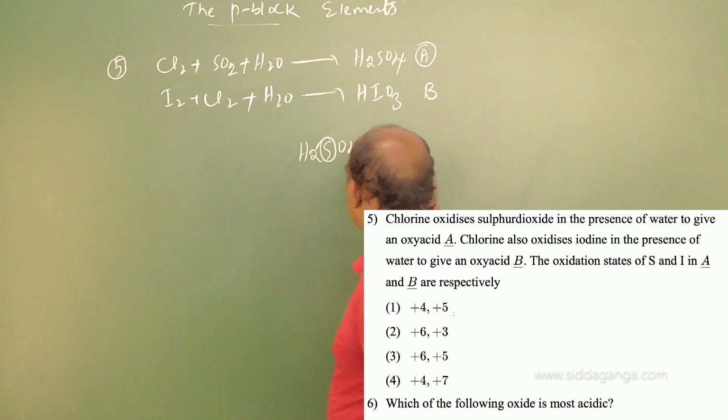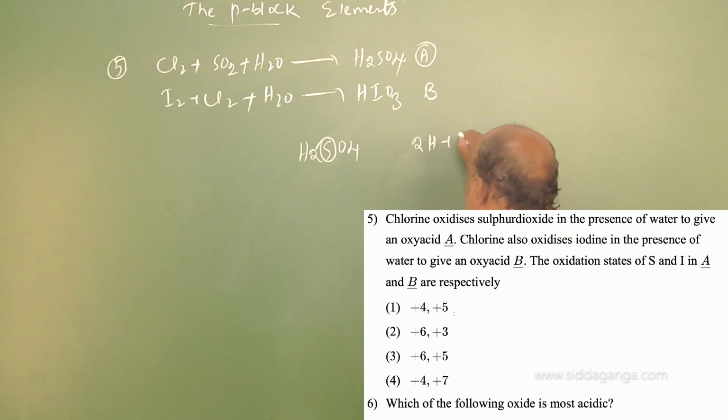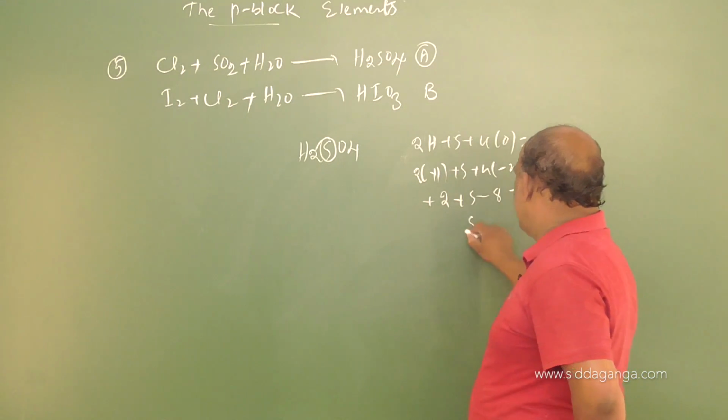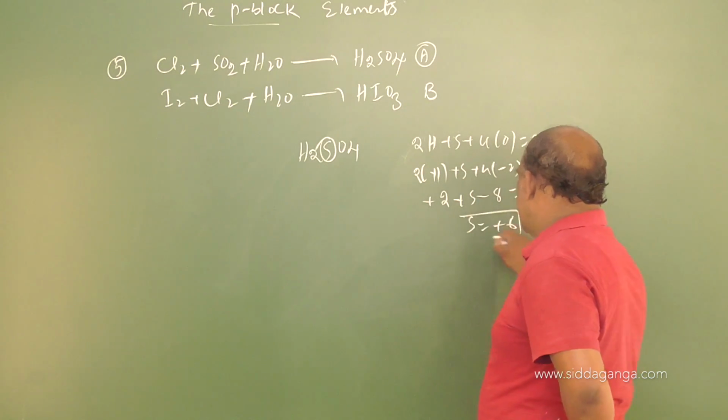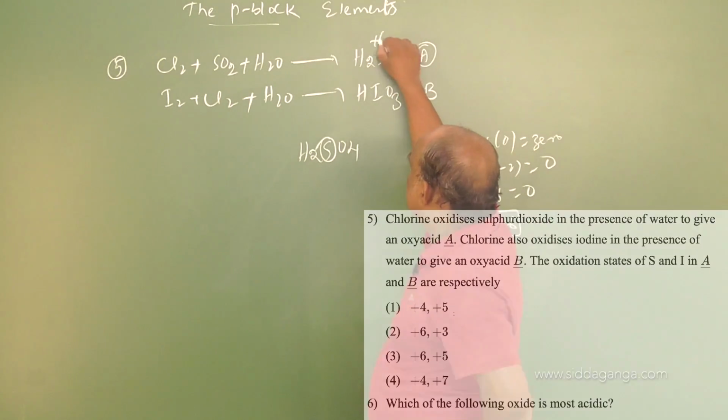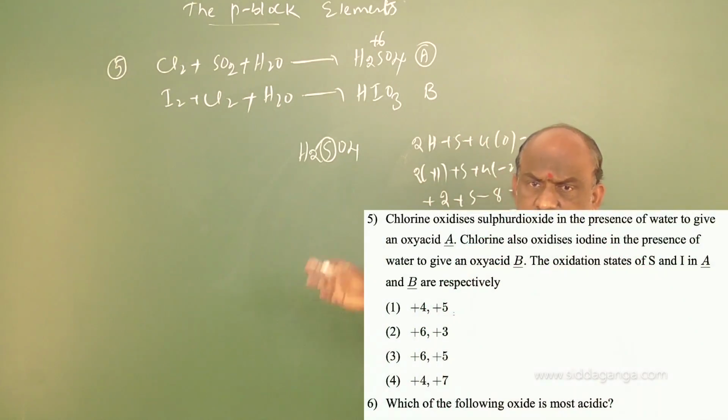H2SO4, oxidation state of sulfur. How to calculate that? 2H plus S plus 4O is equal to 0. So 2 into plus 1 plus S plus 4 into minus 2 is equal to 0. So plus 2 plus S minus 8 is equal to 0. S is equal to plus 6. In sulfuric acid, the oxidation state of sulfur is plus 6.